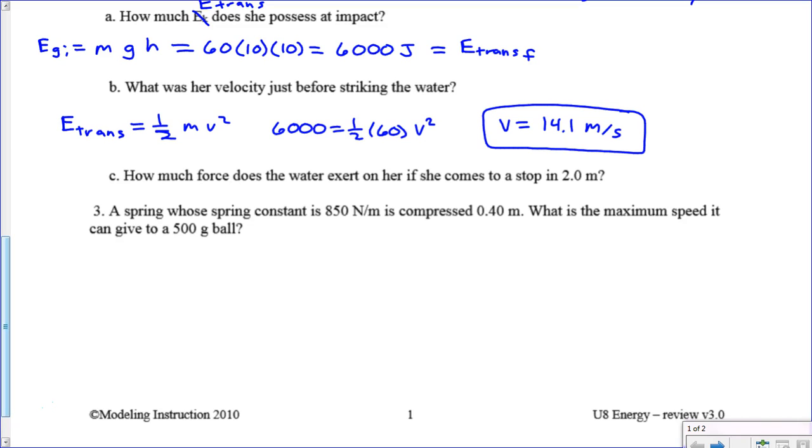If she comes to a stop in 2 meters and it's taken her translational energy away, then we're going to say, all right, then that work here, in this case, must equal the 6,000 joules that she had.